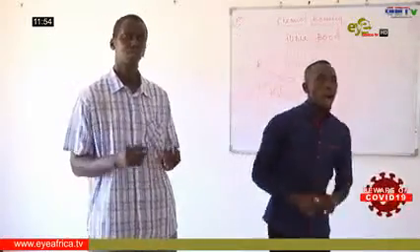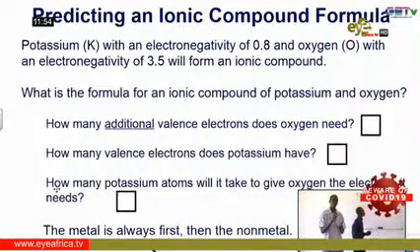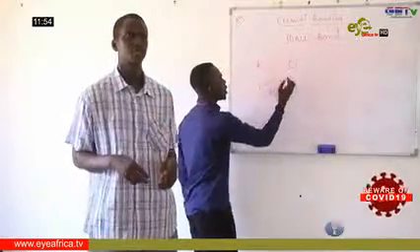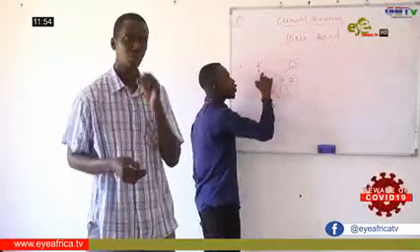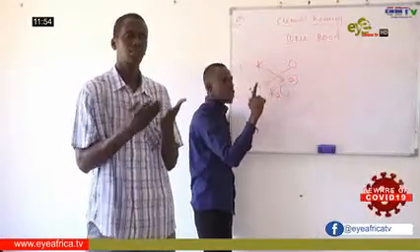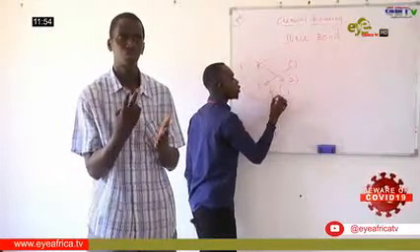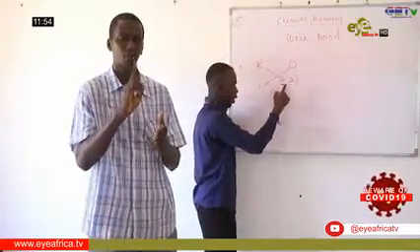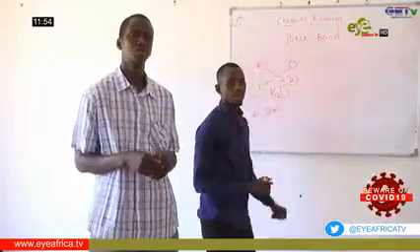Now, how many additional valence electrons does oxygen need? In this case, oxygen needs an additional 2. And potassium can only bring 1 electron. That's why 2 atoms of potassium will bond with a single atom of oxygen. Which means oxygen needs an additional 2 electrons.